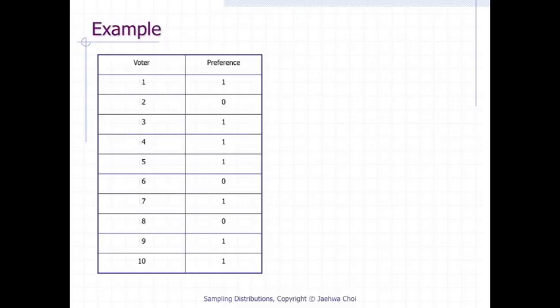This table shows a hypothetical random sample of 10 voters. Those who prefer candidate A are given scores of 1, and those who prefer candidate B are given scores of 0. Note that 7 of the voters prefer candidate A, so the sampled proportion P is 7 divided by 10, or 0.7.